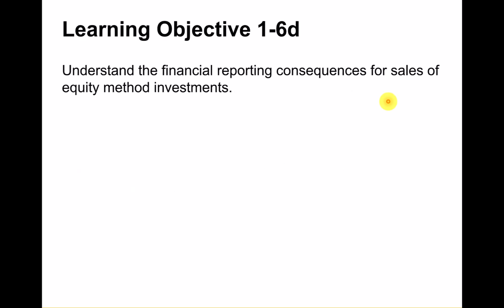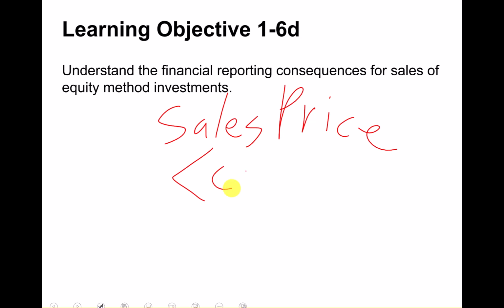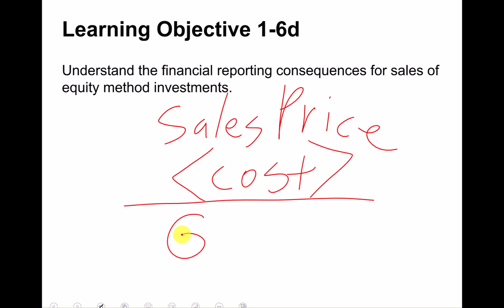Let's sell our investment under the equity method. Just real basic: remember when you sell stuff, you have your sales price minus your costs. If the sales price is bigger than the cost, the excess is a gain. Gain is like revenue, reported with credits. Or if you have a loss, loss is like an expense reported by debits.